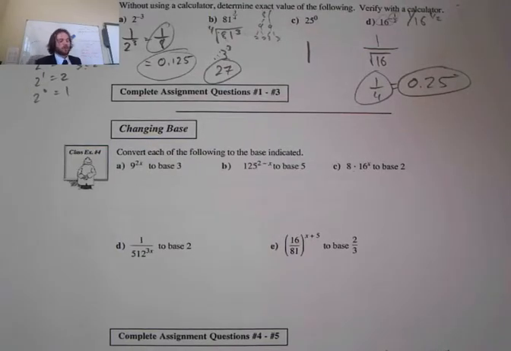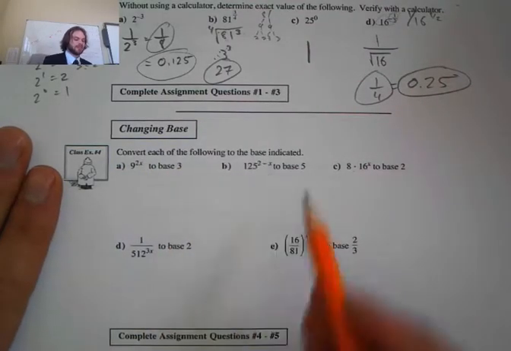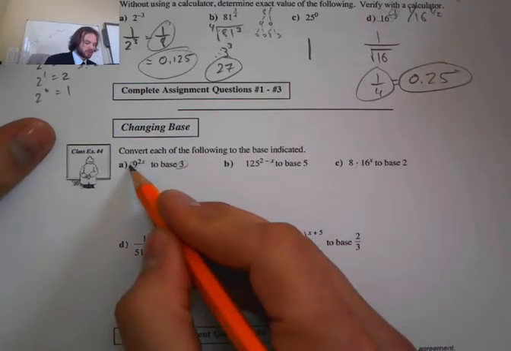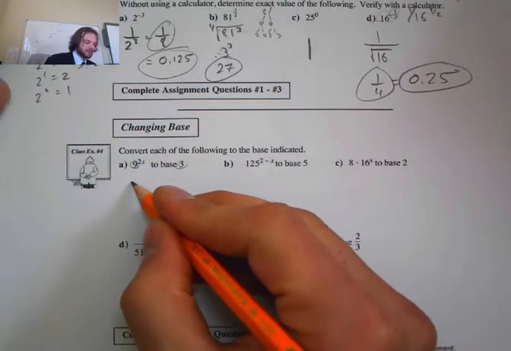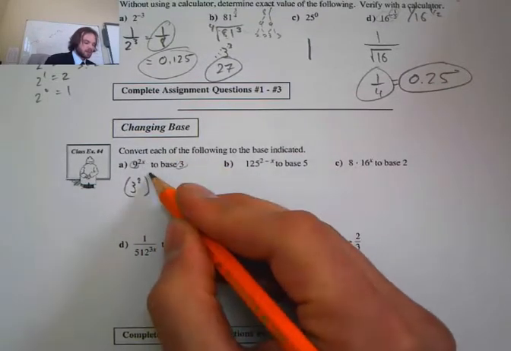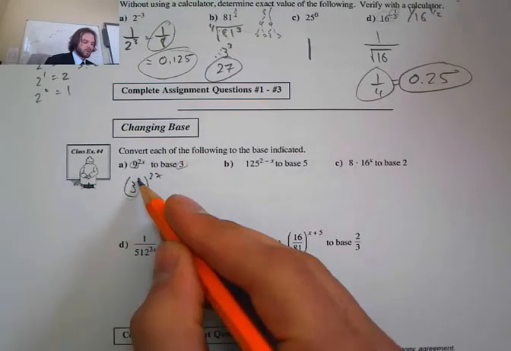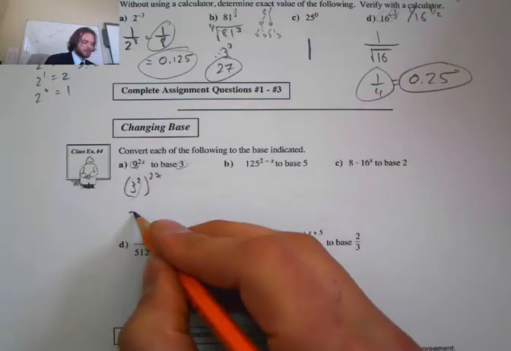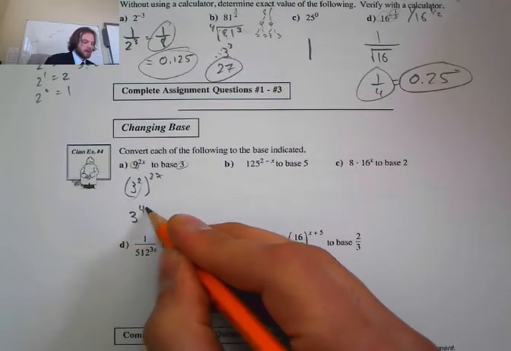Here we go. Class example number 4 is the change of base. Okay? So it says convert each of the following to the base indicated. Well, we want base 3, so this must be base 3. 9 is the same as 3 squared. Okay? And we still have 2 to the x, because 3 squared is the exact same as 9. Now we could multiply these in, so that's 3 to the 4x.